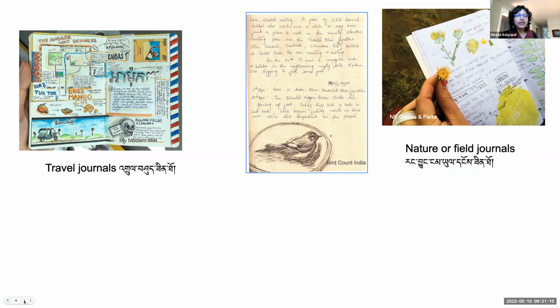Your notebooks, your writing may not look exactly like this. These are just examples. So when people travel, sometimes they keep a travel journal. Sometimes biologists keep nature or field journals so they can remember exactly what they've seen and what they've heard and what they've observed.